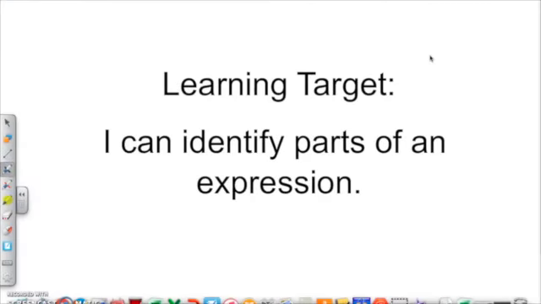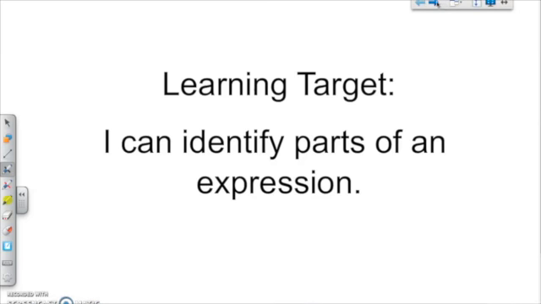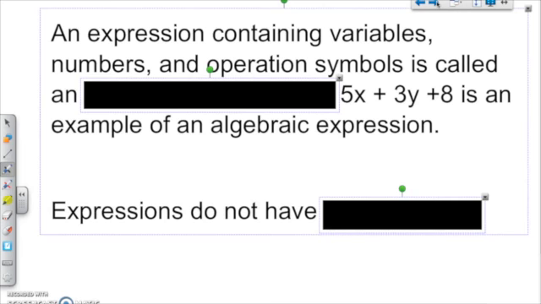This time we're going to focus in on the notes packet and complete the guided study notes that are in your packet on page 8. So if you would, go ahead and turn to page 8 in your packet and we'll get started. Alright, we will begin with our learning target for the lesson. Our learning target is that I can identify parts of an expression. So without further ado, let's jump into the notes for this section.